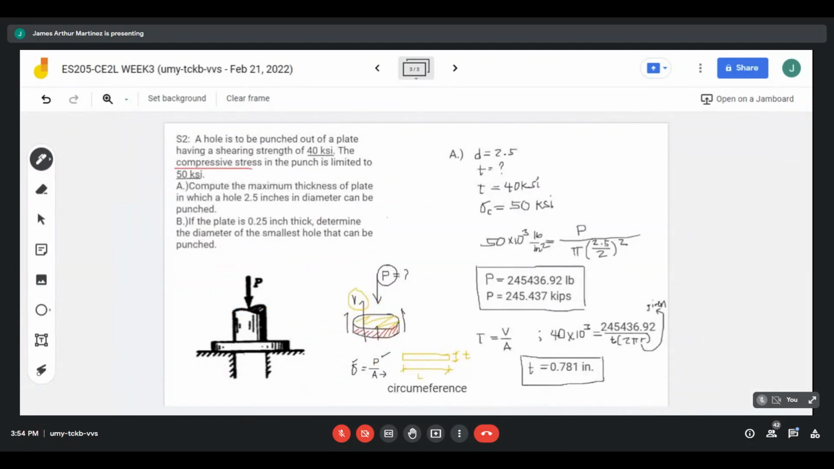Compute the maximum thickness of plate in which a hole 2.5 inches in diameter can be punched out. And for letter B: if the plate is 0.25 inch thick, determine the diameter of the smallest hole that can be punched.